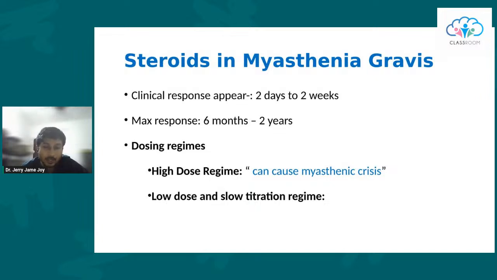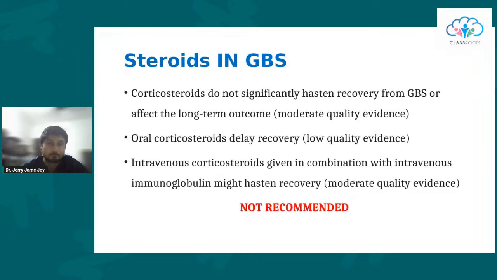Then, coming to the low dose slow titration regime, here they start at a low dose, usually at 10 milligram per day, and it is gradually increased every 5 to 7 days, titrating to the patient's clinical improvement, and the maximum dose is around 100 milligram per day.